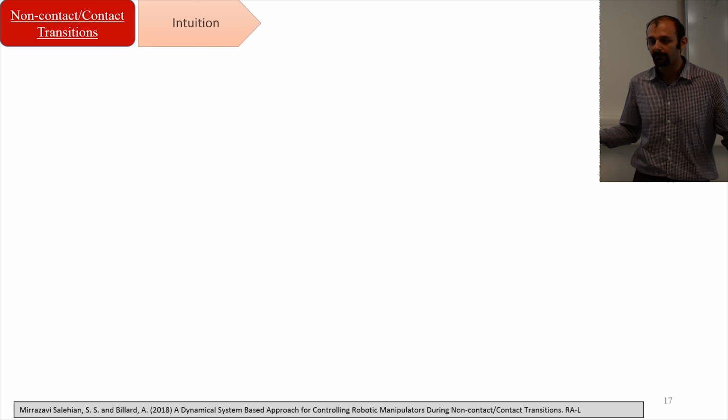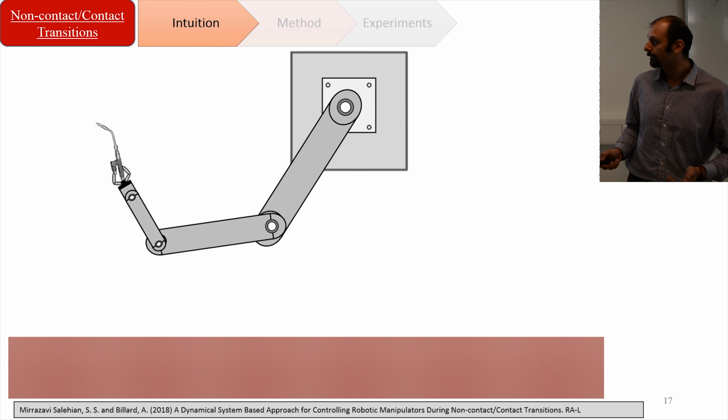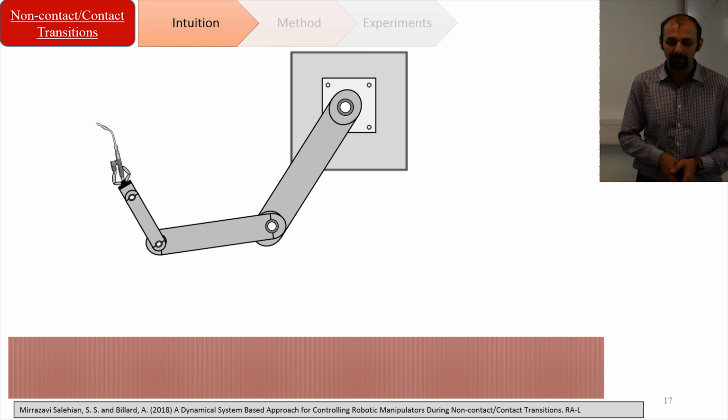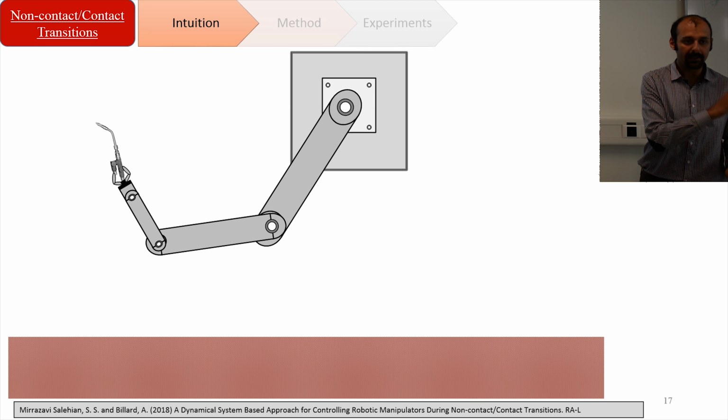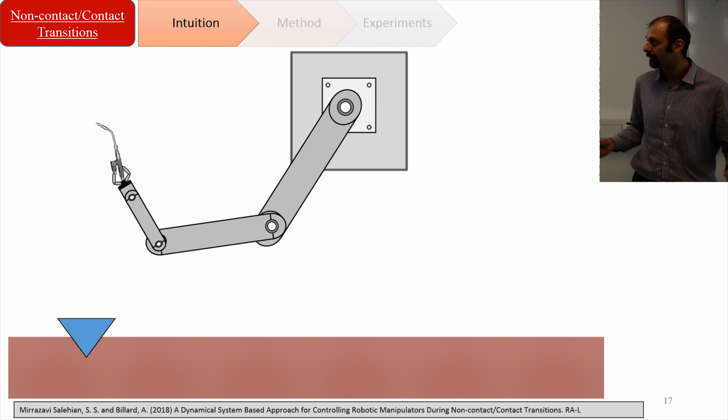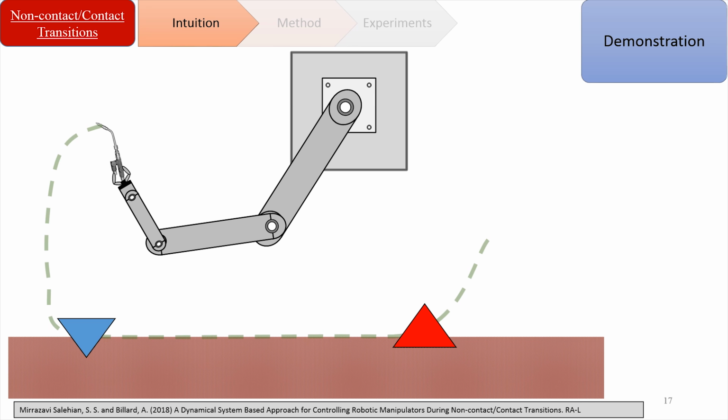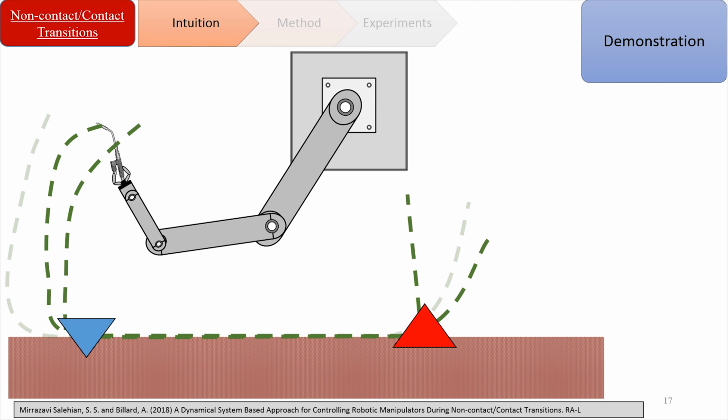Let's imagine one very simple example. We want to wipe a table. What we want is to have the robot go into the table, slide on the table, and leave the table at another point. So we define the desired contact point and desired leaving point, and we have a lot of demonstrations as we had before. We showed the robot how to go into this contact point, slide on the table, and leave at another point. And we use one of the approaches we saw before to learn this dynamical system.